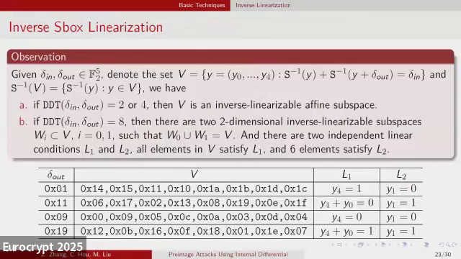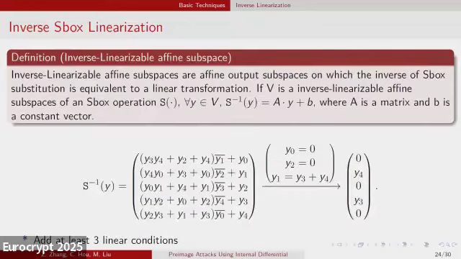The second technique is the linearization of the inverse S-box. In the operation, we found that if we want to linearize the inverse operation of the Keccak S-box, we need to add at least 3 linear conditions to the value space. The case is similar to the case in the forward phase. And the details of the technique can be found in the paper.